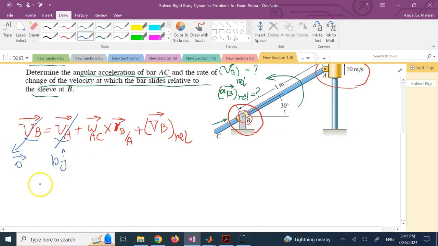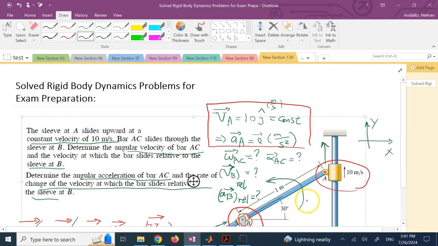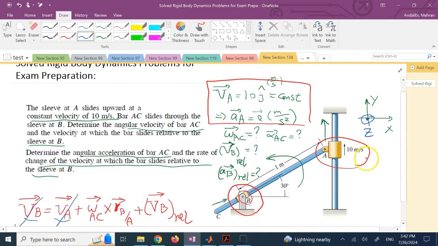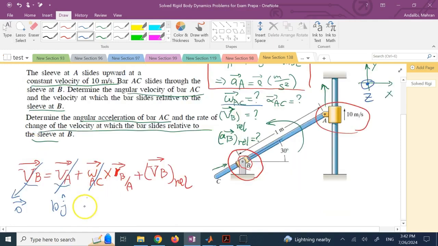Omega AC, I don't know, right? It is either clockwise or counterclockwise. In this case, physically, we can see it's counterclockwise, but it doesn't matter. You can even assume it's clockwise. Whether it's clockwise or counter, it's either in the positive k direction or the negative k direction. The z-axis here is out of the board. So if you say counterclockwise, it's positive k. If it's clockwise, negative k. And if you pick the wrong one, when you solve for the unknown magnitude omega AC at the end of the day, you're going to end up with a negative number if your initial assumption was wrong. If your initial assumption was right, you end up with a positive number. So here, I assume that it is in the positive k direction. It has an unknown magnitude omega AC, but it is in the k direction. So that is that vector.